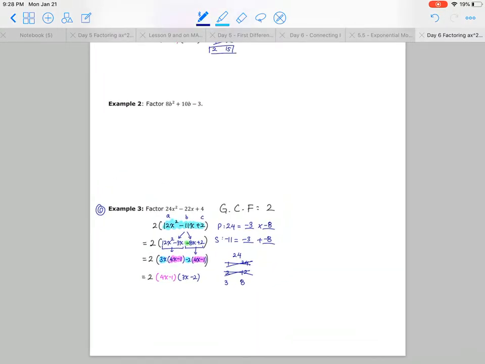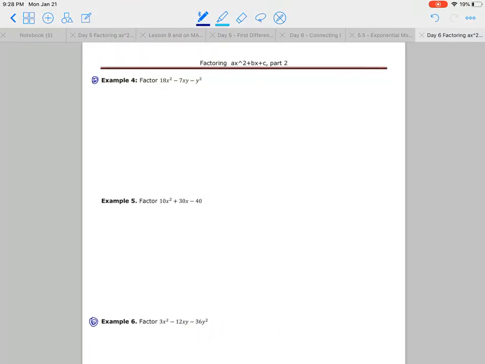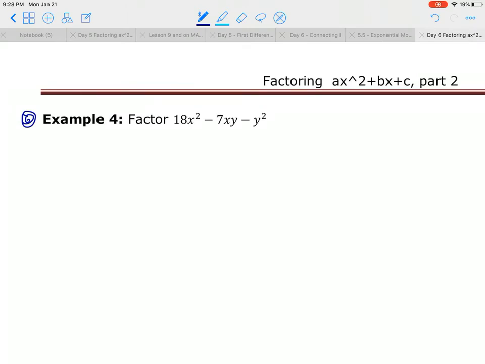to the product and sum. Now, then the example 4, basically the same thing. The only difference here is that we have y squared and xy in the middle instead of just the number or the x. However, it works exactly the same thing. Okay, it works exactly the same thing.